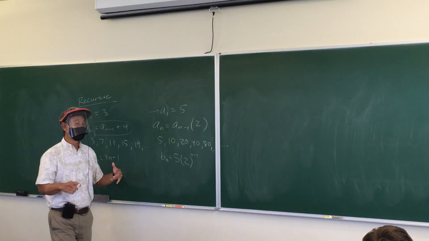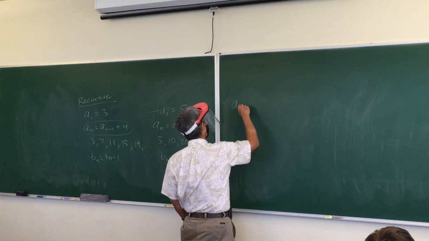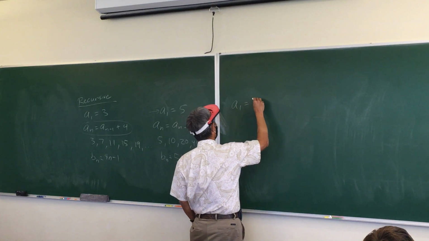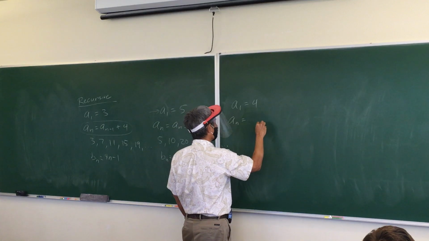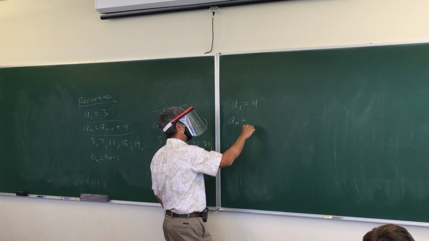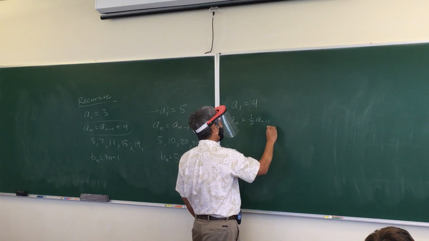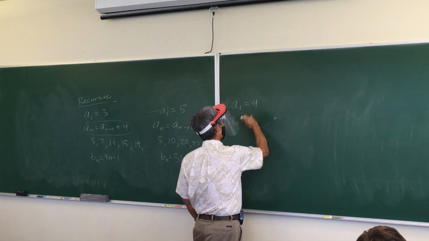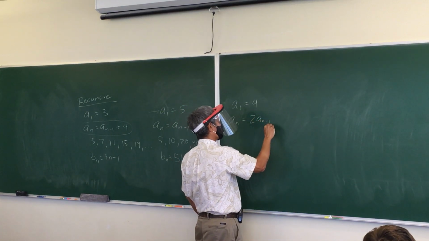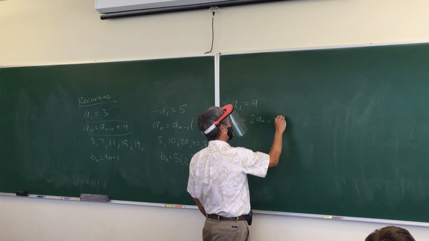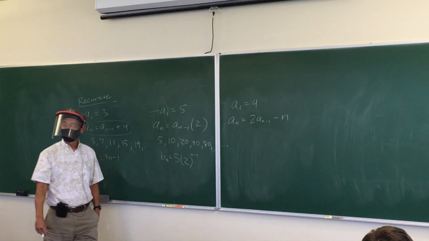And then, of course, you get some little tougher ones like this. What about this? A sub 1 equals 4. A sub n is equal to, okay, let's do a little more challenging one. What about 2 times A sub n minus 1 minus n? Can you write the first 5 terms of this sequence?